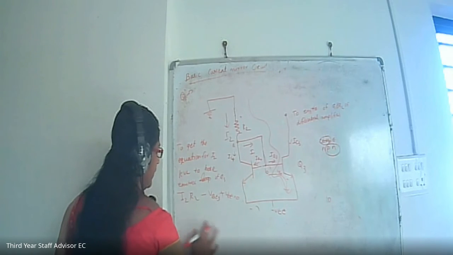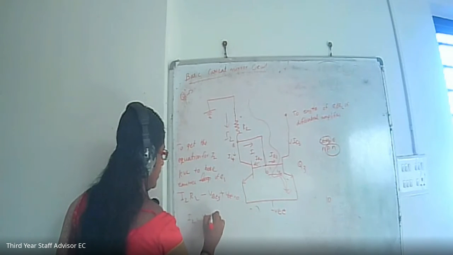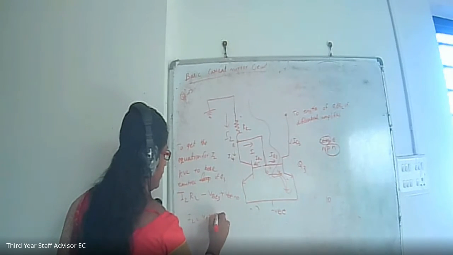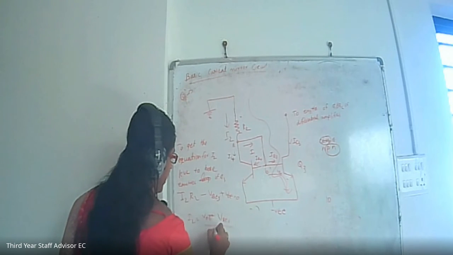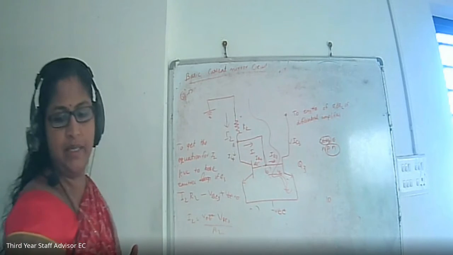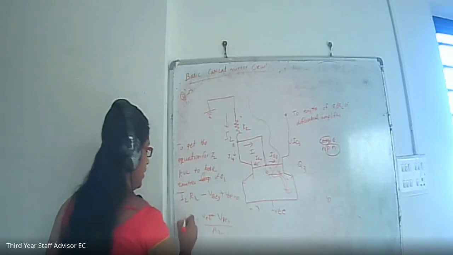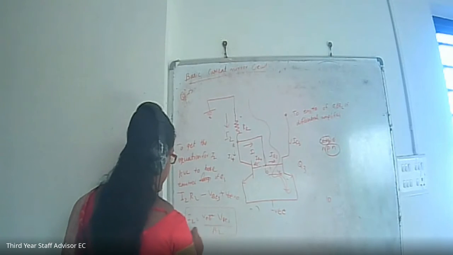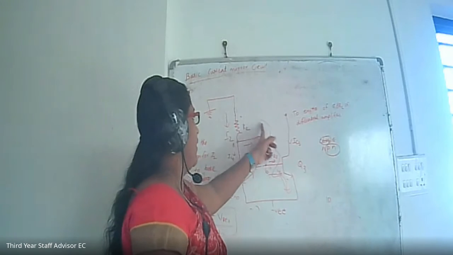From this equation, what is I2? I2 is equal to VEE minus VBE3 divided by R2. So this is the equation for I2. For getting the value of I2, you are applying KVL to this portion.